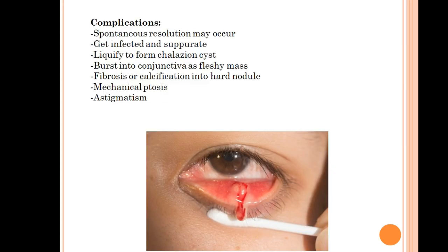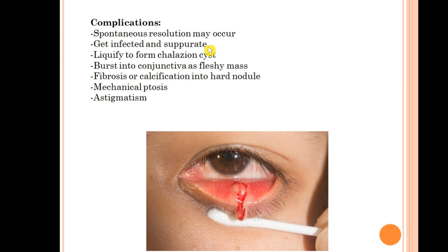Let's move ahead. So the complication: what is going to happen if you leave it untreated? Mainly spontaneous resolution may occur. So chalazion may spontaneously resolve itself. However, it may get infected. We have discussed that this is just obstruction, and that obstruction leads to inflammation. There is no infection in chalazion. However, it may get infected, and that may lead to pus production. So if it gets infected and the pus is produced, then we call it a hordeolum.